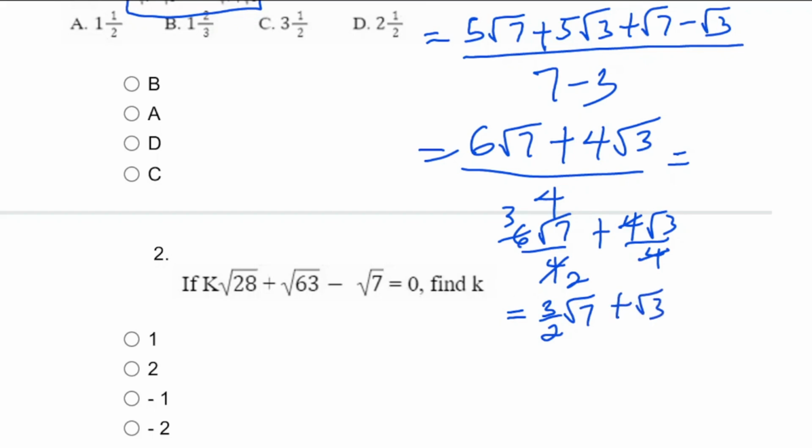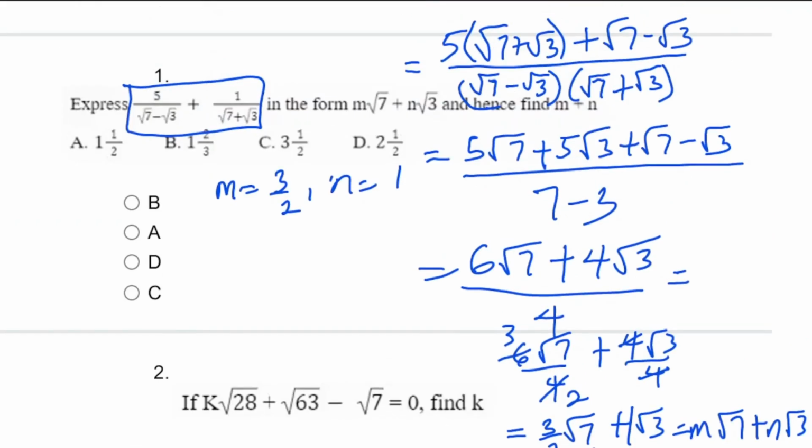So from what we have here, we have m root 7 plus n root 3. You can see now that this is root 7, which means m is equal to 3 over 2. And n, what we have beside root 3 is 1, so n is equal to 1. But the question asks us to find m plus n. That means 3 over 2 plus 1.